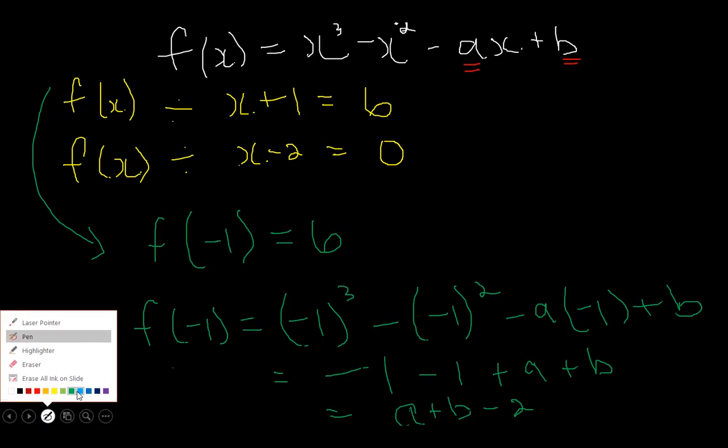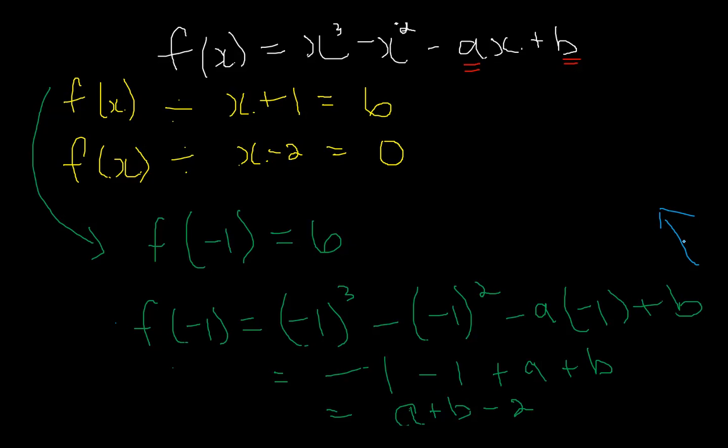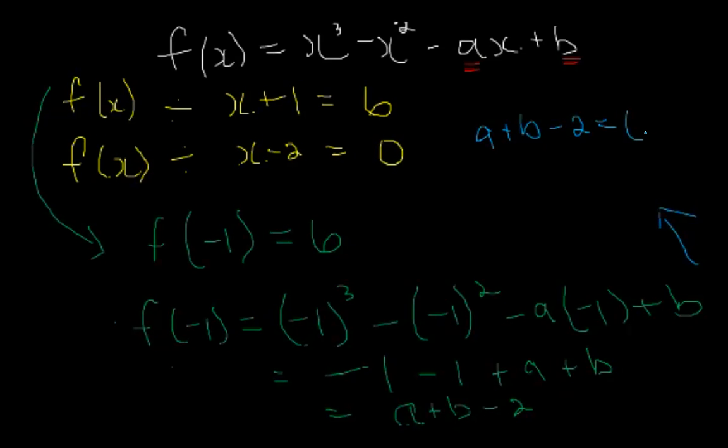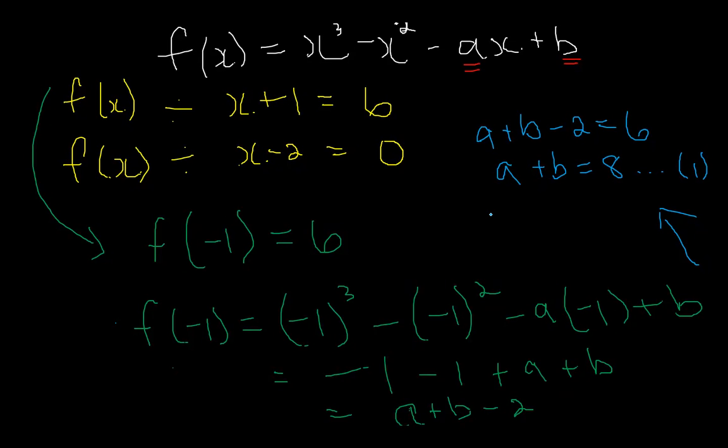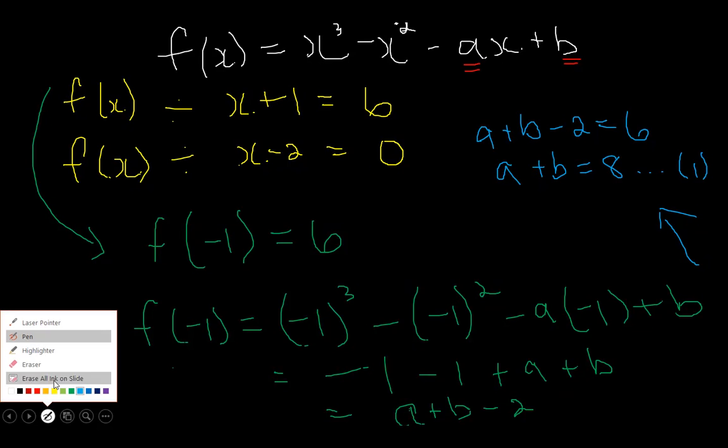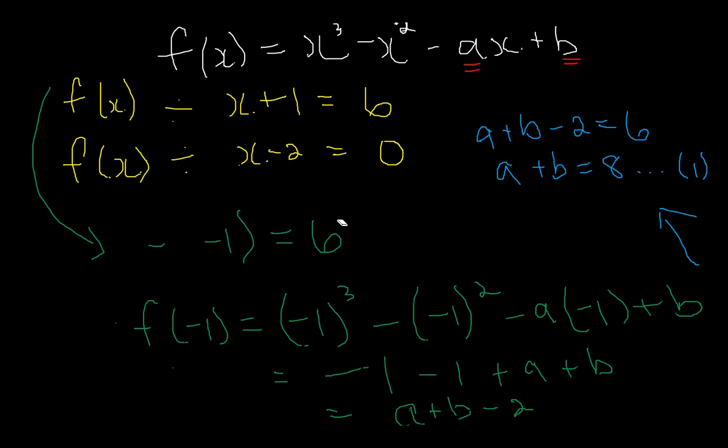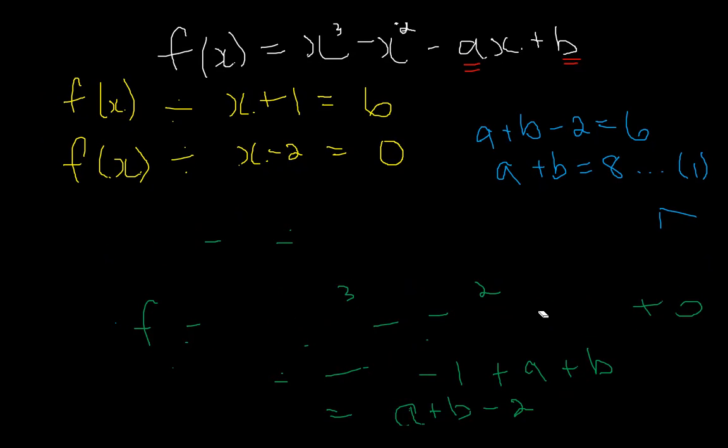Let me show you how we get our first equation. If I know that f of minus 1 is this, and this is equal to 6, so a plus b minus 2 is equal to 6. My first equation would be a plus b is equal to 8. That's equation number 1. So that's how I get my first equation. Everybody good? Yes, miss. If you're not good, let me know. So that's equation number 1.